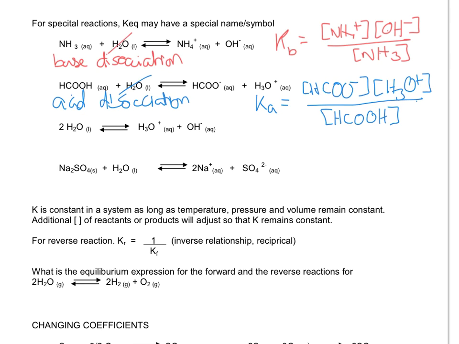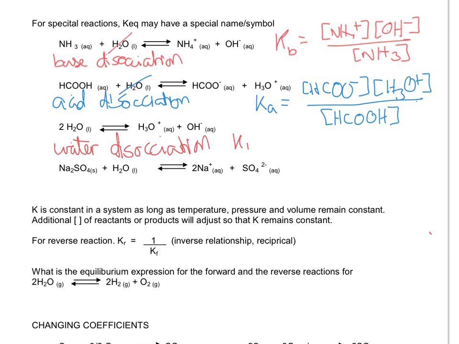The next one is really special. This is water. Water is covalent, so it doesn't really have ions that it dissociates into, but because of the extreme polarity of water, a very, very minimal amount of water does dissociate into H plus and OH minus, or H3O plus and OH minus, same thing. And so this is special again, and this is called the water dissociation reaction. Water dissociation.